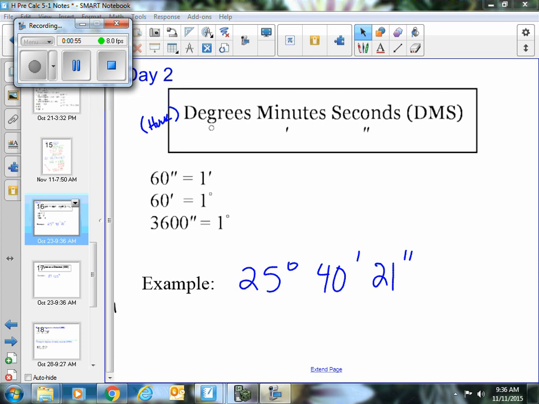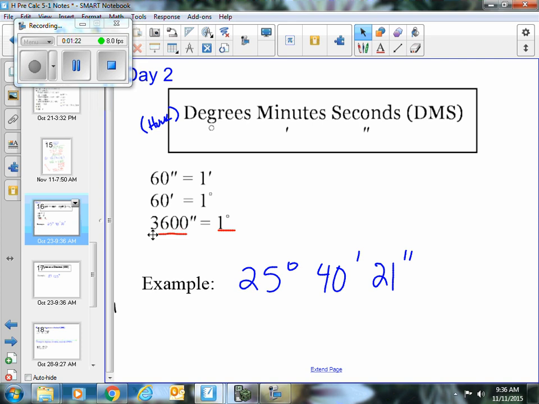And then if you want to go all the way from seconds into degrees, it's exactly the same as going from seconds into hours. So there's 3,600 seconds in a degree, just like 3,600 seconds in an hour, 60 times 60. So those are the conversions we can go back and forth with to make our measurements a little bit more precise. I'm giving you an example down at the bottom here. 25 degrees, 40 minutes, 21 seconds would be an example of a number written in DMS, degrees, minutes, seconds.